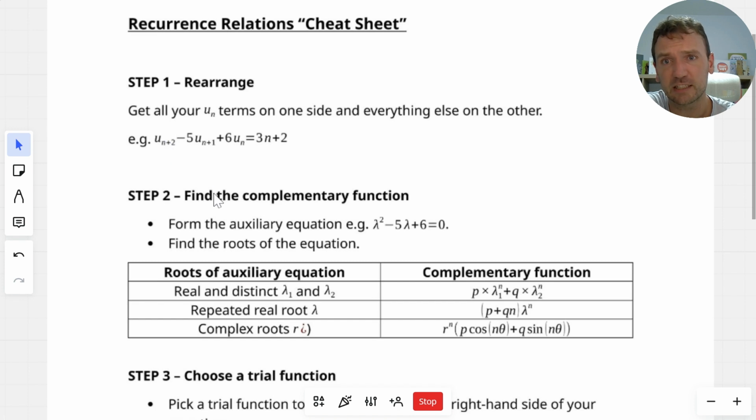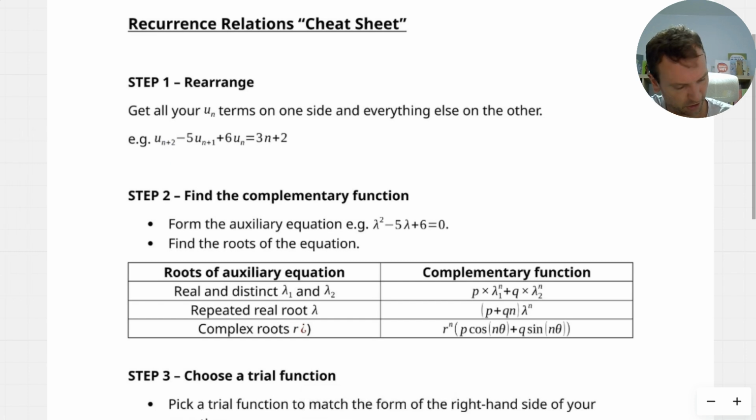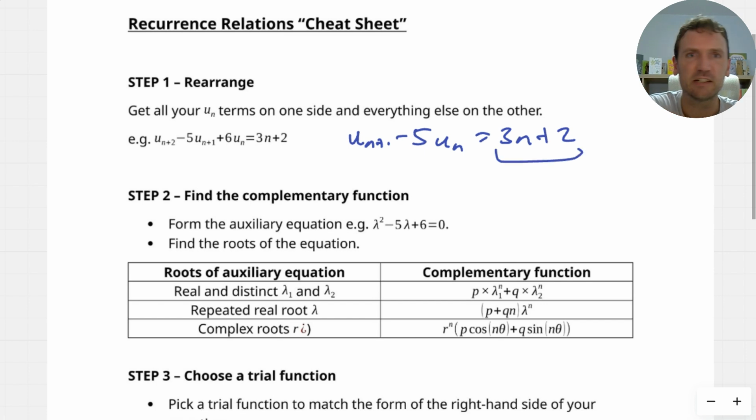First step is to get all your terms involving un onto one side. If you've got a first order equation, you'll do the same, but you're just going to have something like u(n+1) minus 5un maybe equals 3n plus 2. So your right hand side is going to be everything that doesn't have the un or u(n+1) or u(n+2) involved. The left hand side will be everything involving un there.